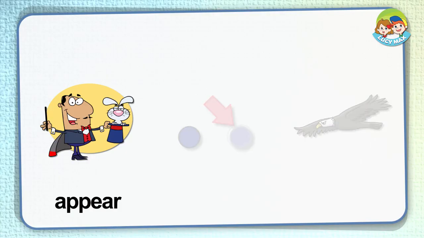Appear. When something appears, we can see it. Before it appears, we can't see it. In the picture, the rabbit wasn't seen. But when the magician touched the hat, the rabbit appeared. So we can see the rabbit.